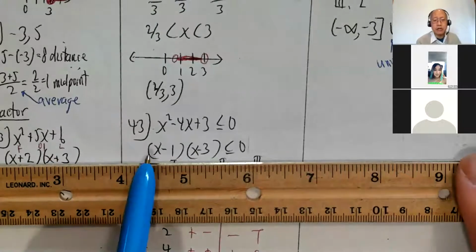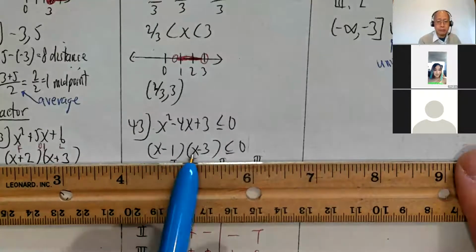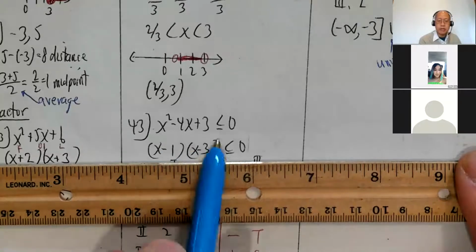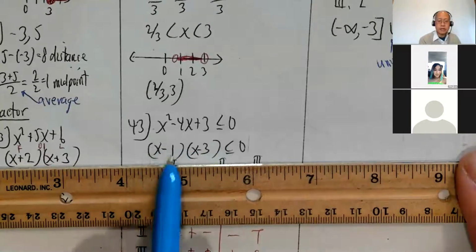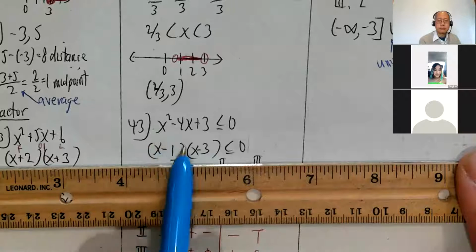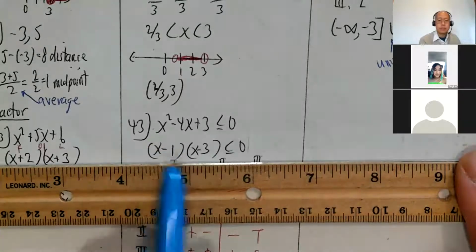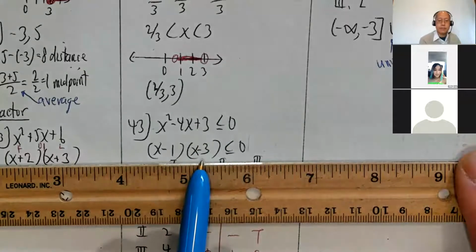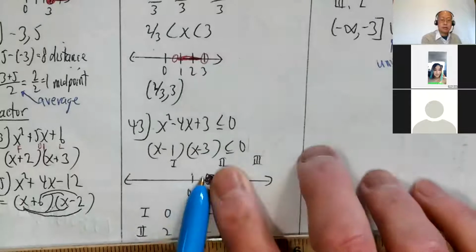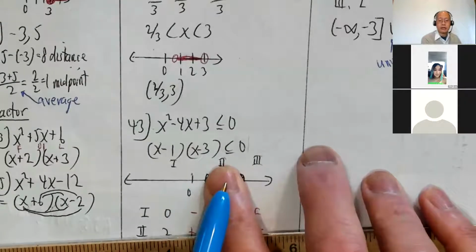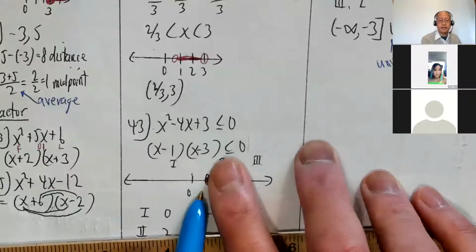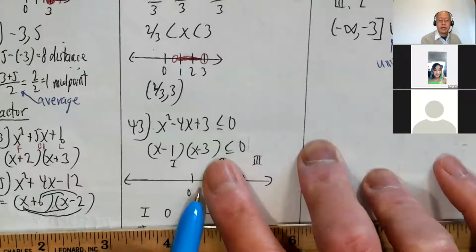What's going to happen now is you have two boundary numbers. You just say to yourself, what makes this 0? What makes this 0? What number would make this thing 0? 1. What number will make this 0? 3. So I put them on a number line. 1 and 3. Okay, I'm trying not to show you the finished product, but I put a 1 and a 3.